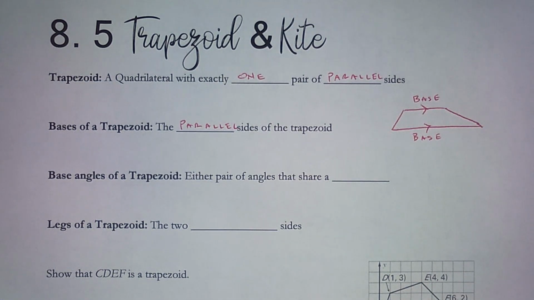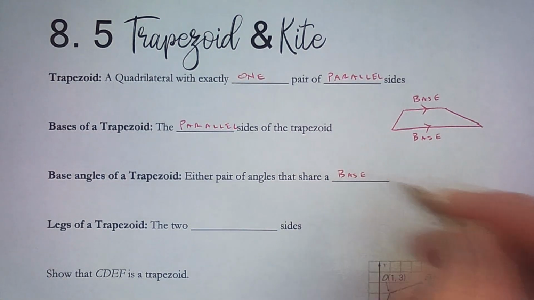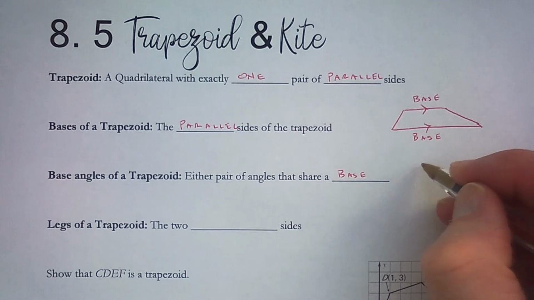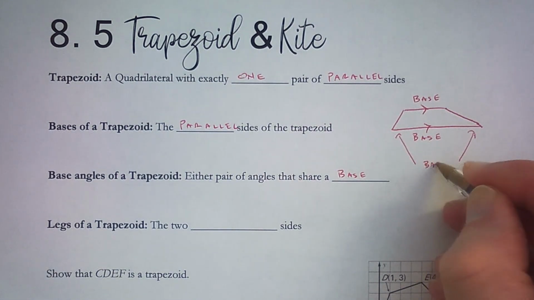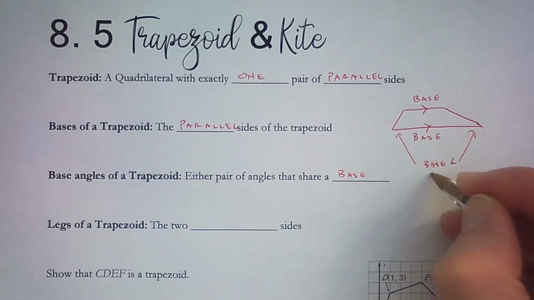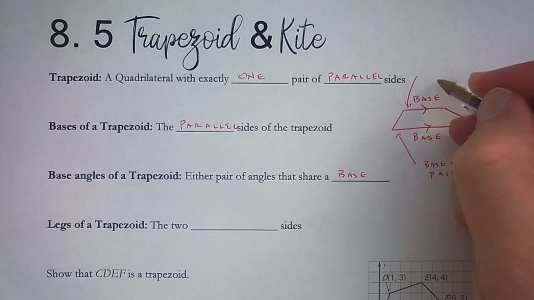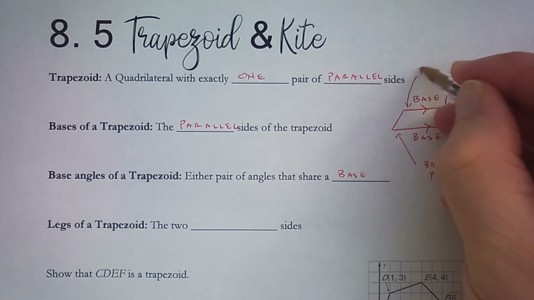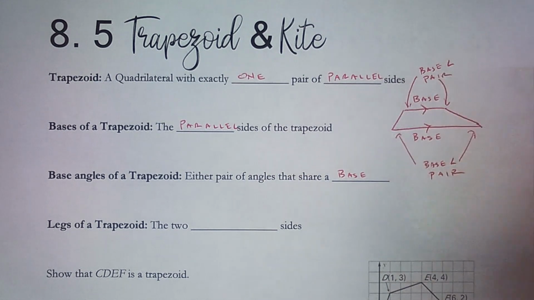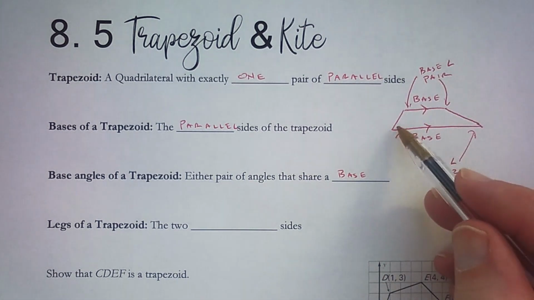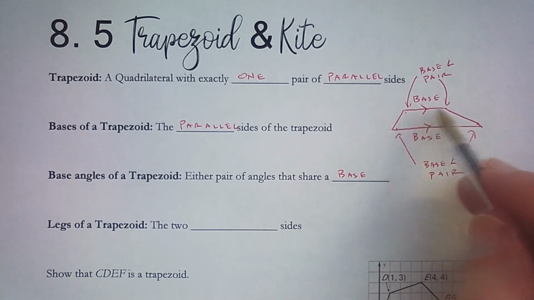Base angles of a trapezoid are either pair of angles that share a base. So there's a base angle pair here. There's also a base angle pair here. So either pair that shares a side. These two are a pair of base angles, and these two are a pair of base angles.